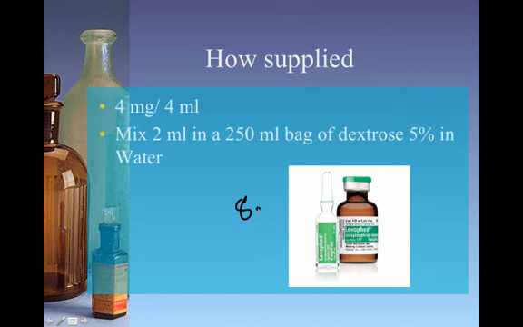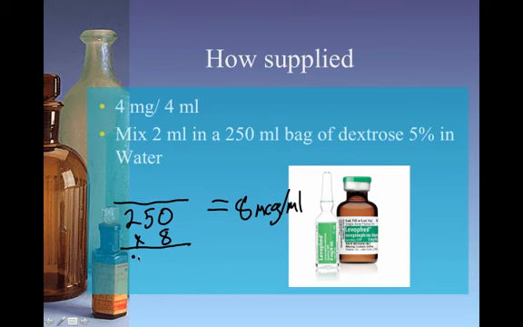So that's what our concentration strength is going to want to be. 8 mics per milliliter. And we know that we have a 250 ml bag. 250 times 8 is going to be 2,000. And we can check our work here really quick. The zeros easily cross off. 200 divided by 25 is 8.